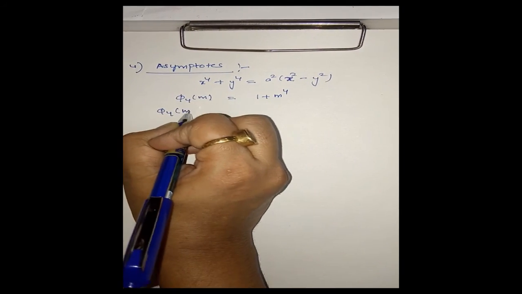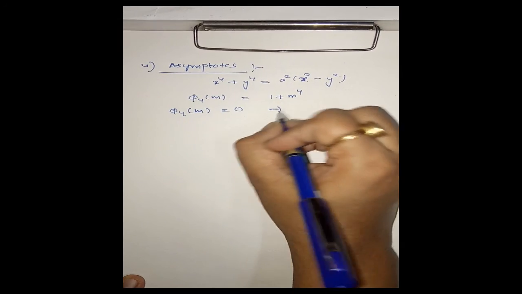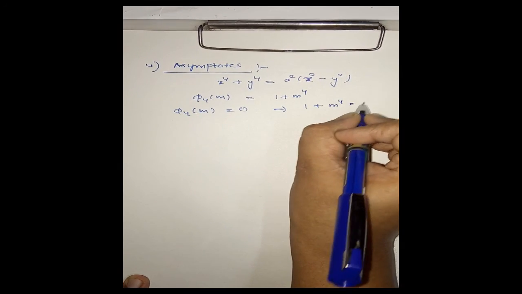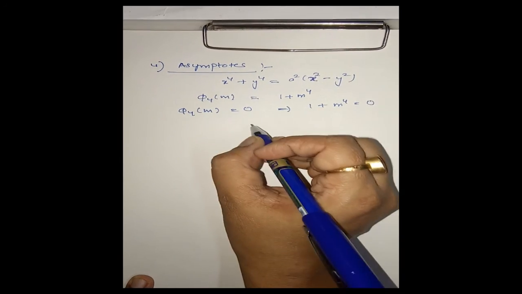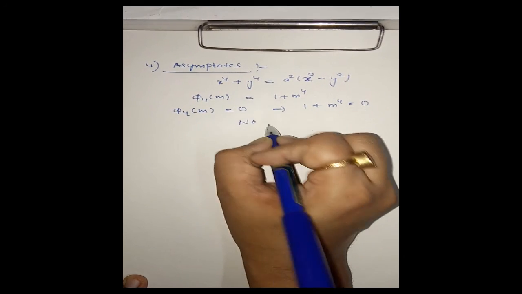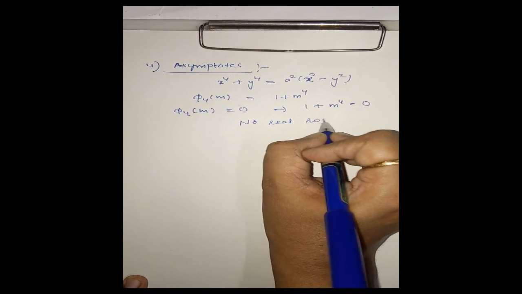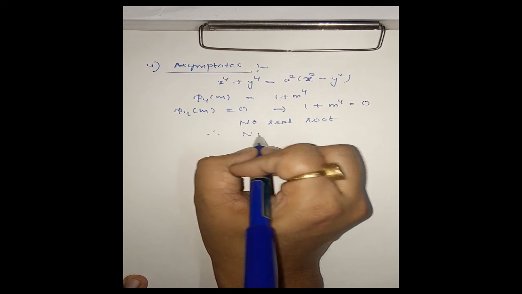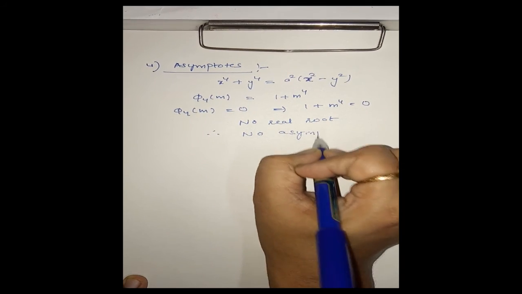Now, this is my m-giving equation. Phi 4 of m is equal to 0, that is, 1 plus m power 4 is equal to 0. That means no real solution, no real root. Therefore, no asymptotes. Okay.